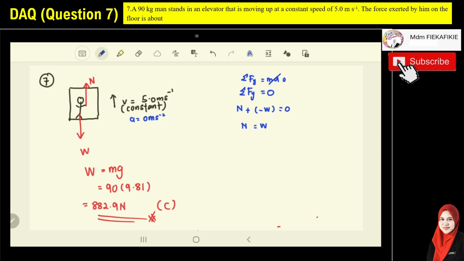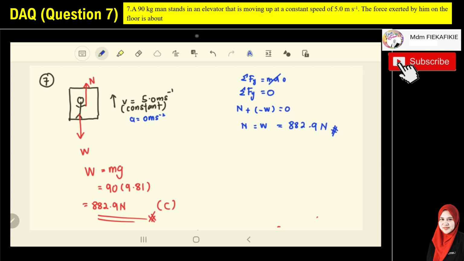Okay, but this question asks you to find the force exerted by him on the floor, which means that we want to find the weight of the man. Therefore W is equal to 882.9 Newton. But if the question asks you to find the normal force, the magnitude of the normal force is equal to W, and it's also equal to 882.9 Newton. Alright, good.